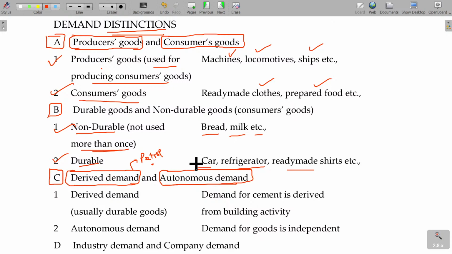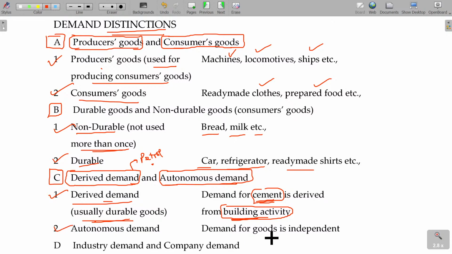That is called autonomous demand. Number one, derived demand, usually durable goods. Demand for cement is derived from the building activity. If the house property, the real estate industry, is growing faster, then naturally what happens? The construction industry will be growing. Because of that growth, the cement requirement is also increasing. So the quantity demanded for cement is derived from the real estate business. Then it's called derived demand.